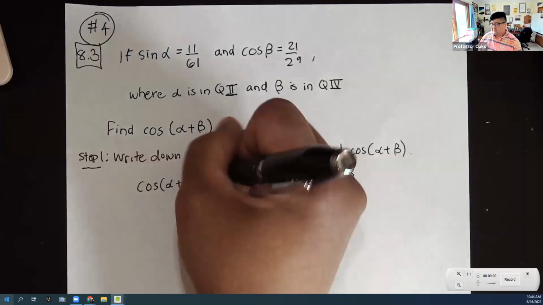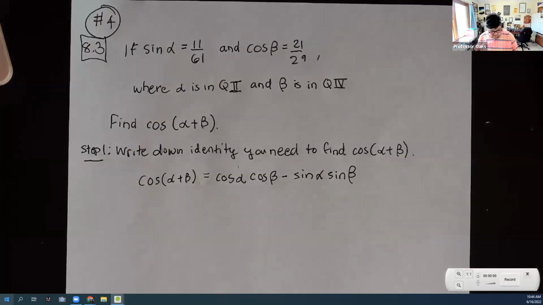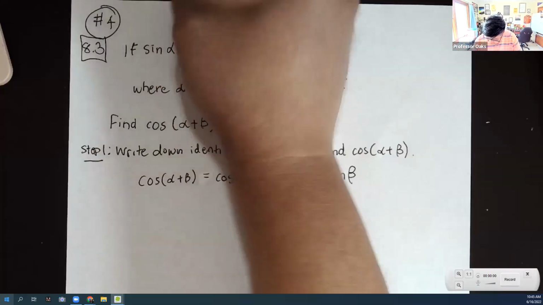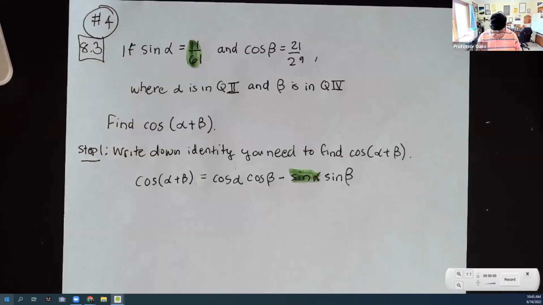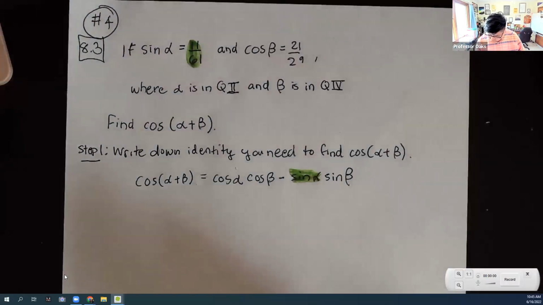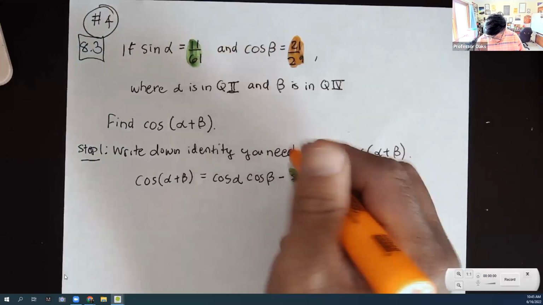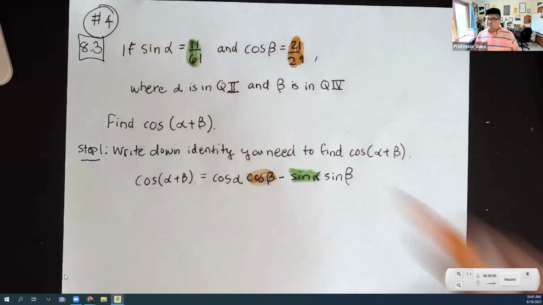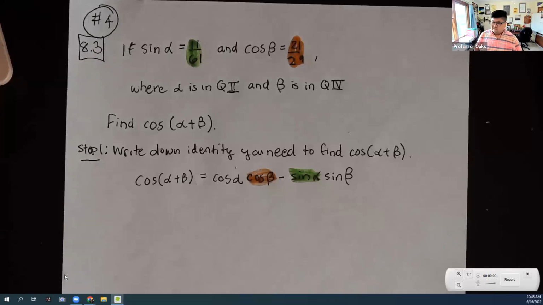So this one, I would say, is even easier in a little way than the last one, because they already gave you two of the pieces of information that you need. They told you that sine of alpha was 11 over 61, and that the cosine of beta was 21 over 29. So they told you two things already. So you only have to find the cosine of alpha and the sine of beta.